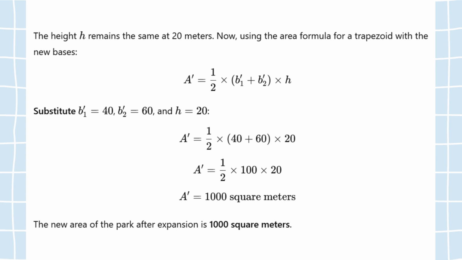Continuing on for part number 4. After we have added to the bases, we just need to apply the formula again and substitute the new values of the bases. And finally, we get the new area of the park. After we have expanded it, it will become 1000 square meters.